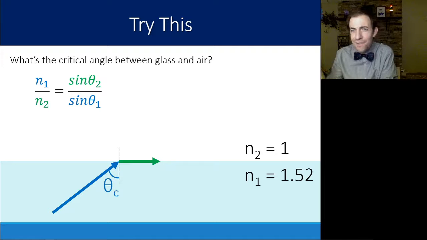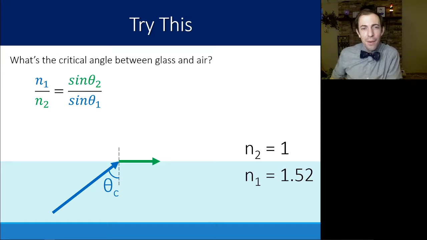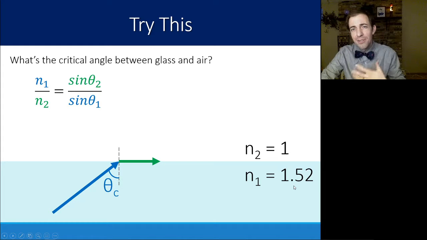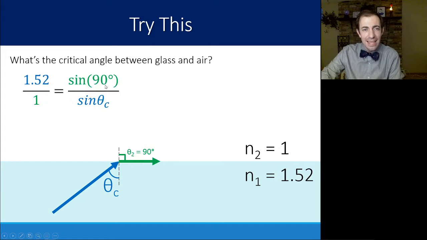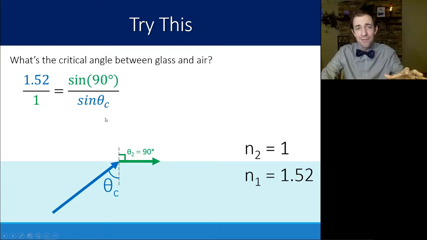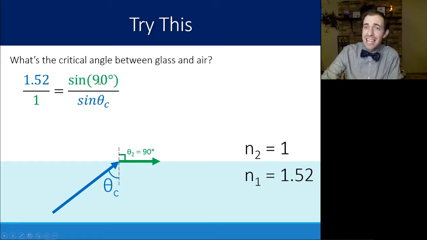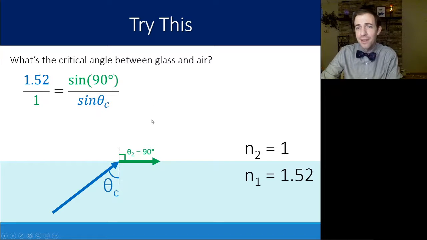So let's solve this for glass. If I want to know what the critical angle between glass and air is, I know that n1, where I'm starting, is 1.52, and n2 is 1. I know that theta 2 has to be 90 degrees. So if I plug that in, keeping everything the same, not even solving the equation for theta c yet, I can plug in 1.52 for n1, sine of theta c, and then 90 degrees for theta 2, and 1 for n2.